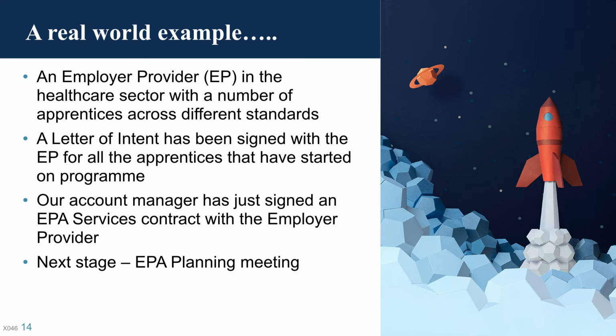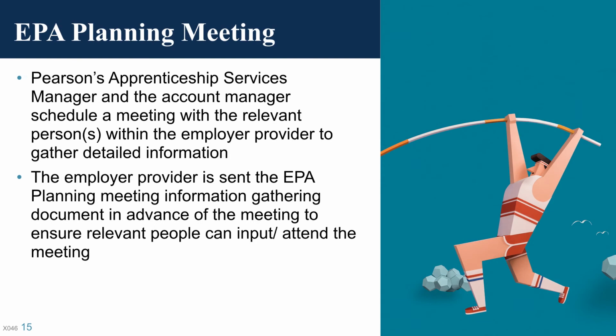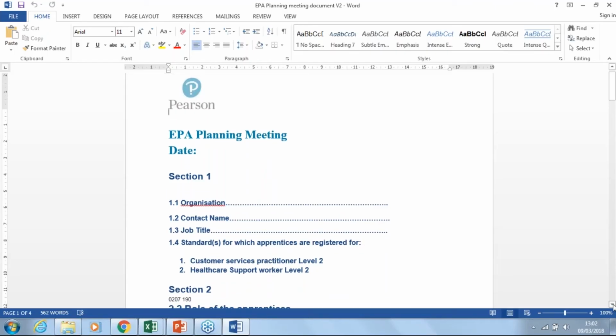planning meeting. What happens at the EPA planning meeting is that our apprenticeship services manager, our ASM, and the account manager schedule a meeting with relevant people within the employer provider to gather some detailed information. What we gather is essentially within an information gathering document, and that document is sent in advance of the meeting to ensure that relevant people at the employer provider's end can input and attend this meeting. So I'll jump off from that slide to show you what that document looks like.